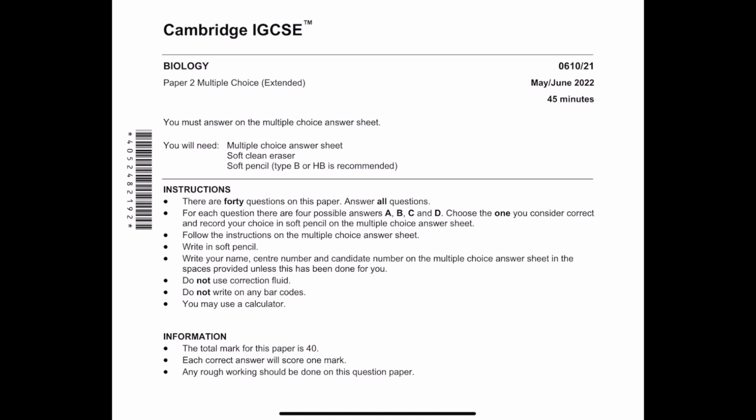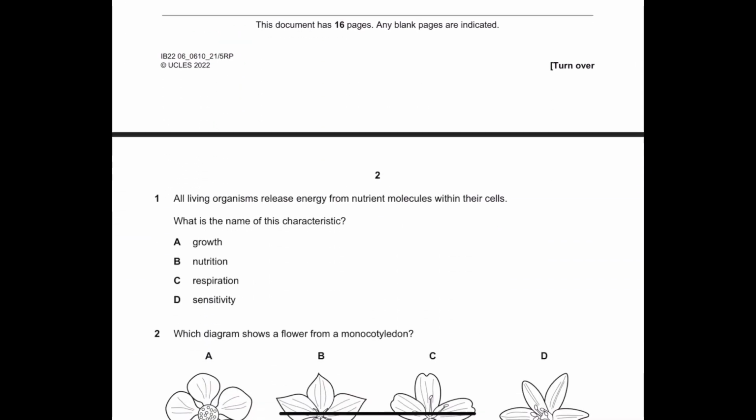So today we are going to look at the 2022 May-June IGCSE Biology exam paper. This is paper 2, multiple choice questions for extended. It's 0610 and it's version 21. So let's get started with number 1.